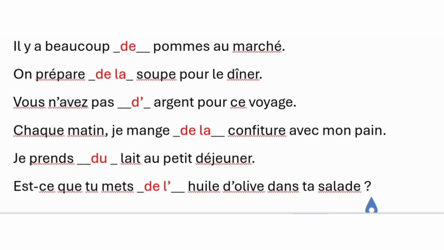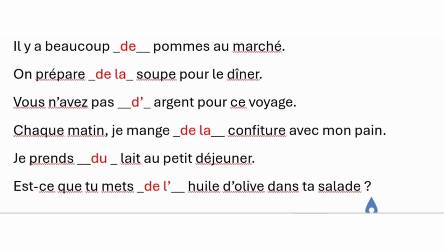Then again, next one. Vous n'avez pas dash argent pour ce voyage. Again, a negative sentence, so just place the preposition de, no accordance. Then, vous n'avez pas d'argent pour ce voyage. You do not have money for this trip.